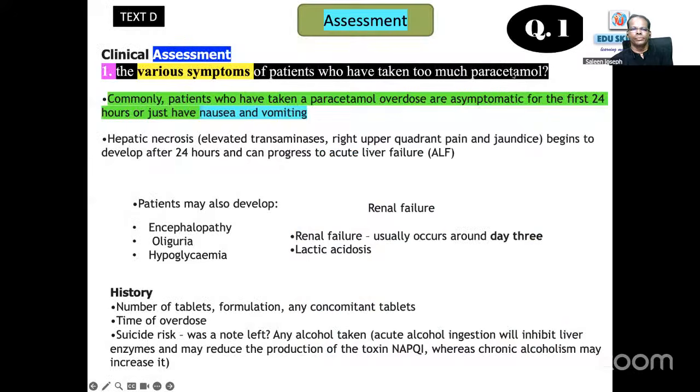Now, first one, the various symptoms of patients who have taken too much paracetamol. You said it is in D, right? Where is it? Commonly, patients who have taken a paracetamol overdose are symptomatic for the first 24 hours or just have nausea and vomiting. So the text is here, right? That's just to match the text. So the information is in this text.